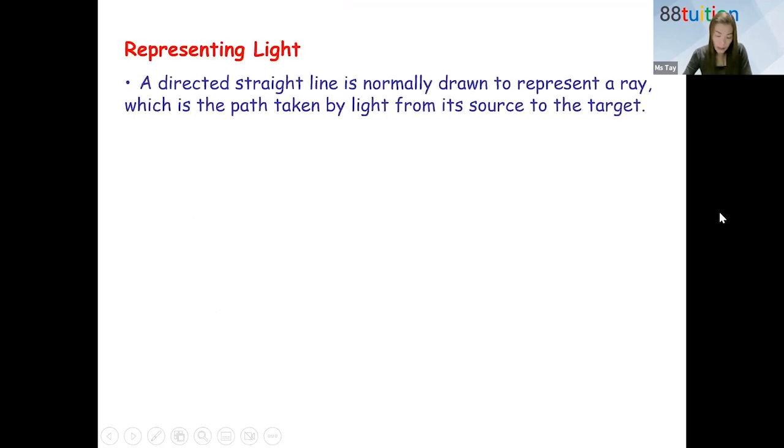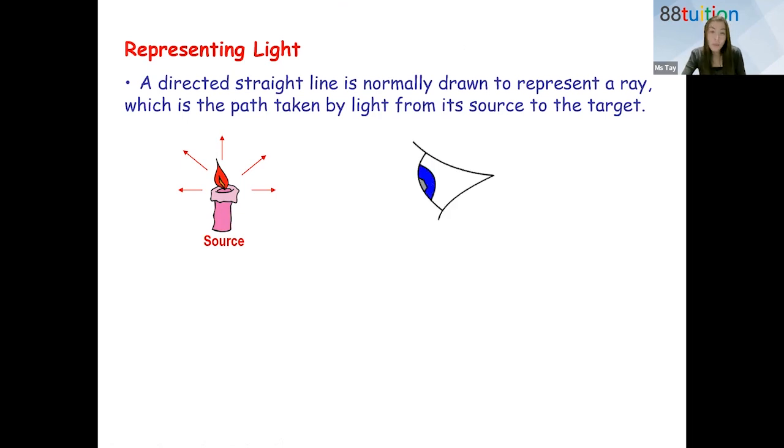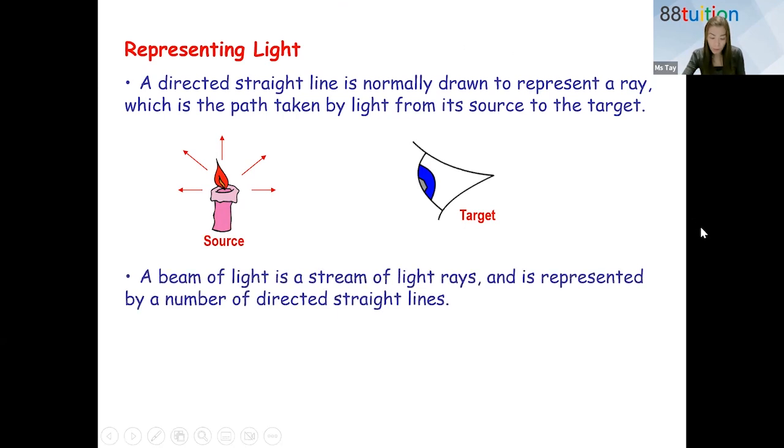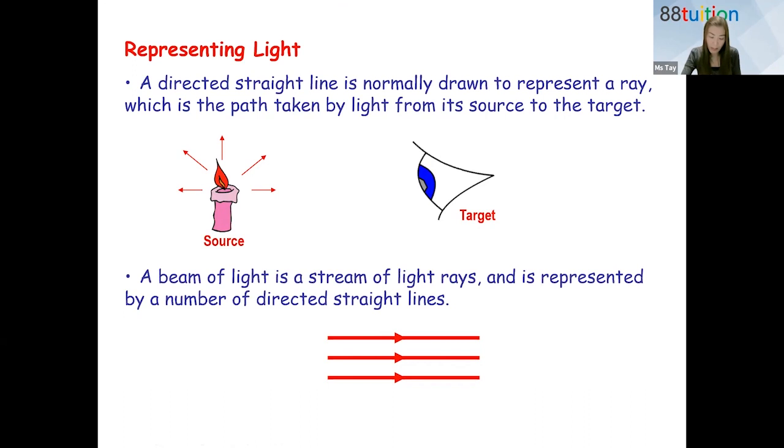So how do you represent light? You use straight lines to represent one ray, one straight line for one ray. It's usually the path taken by light from the source, in this example the candle, to the target. Target means who is actually seeing this light. So a beam of light will then be a stream of light rays, represented by many straight lines. Note that they are actually parallel, traveling in straight lines in parallel.